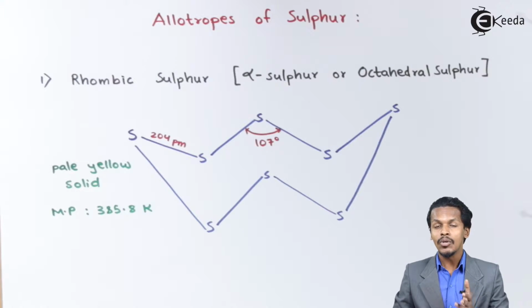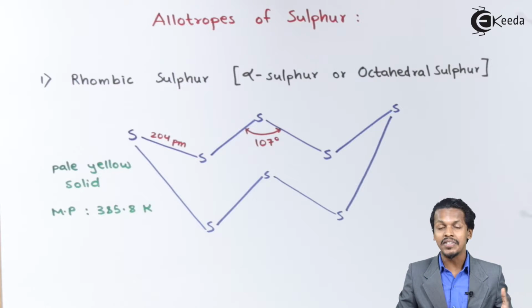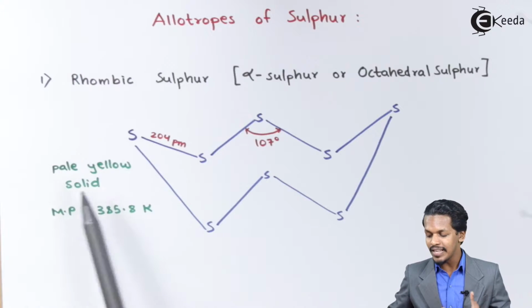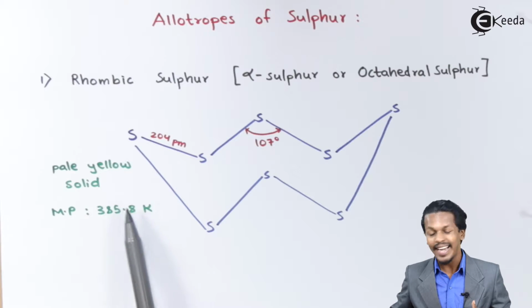This kind of rhombic sulfur is basically prepared whenever we have a sulfur solution, and suppose we are using CS2 as a solvent. In that case, after heating it to a particular temperature and cooling, we find that there is a formation of crystals, and those crystals are nothing but rhombic sulfur. This rhombic sulfur is a pale yellow solid, which has a melting point of 385.8 Kelvin.